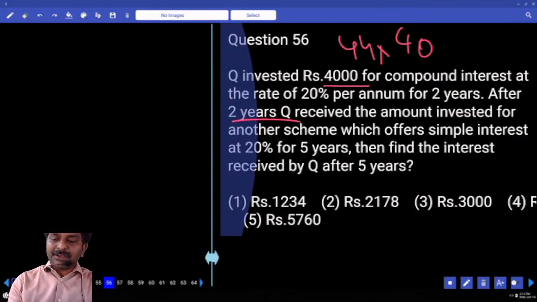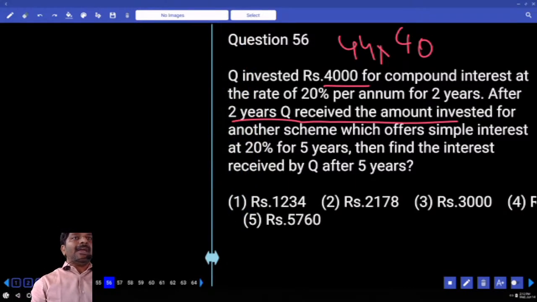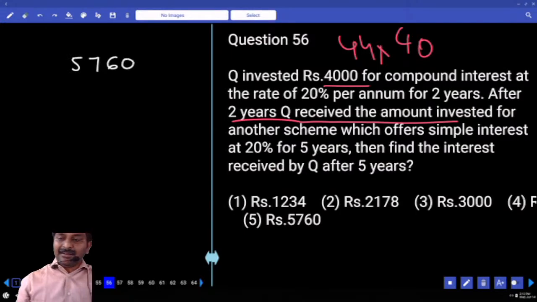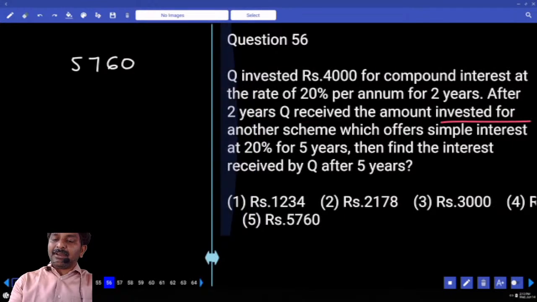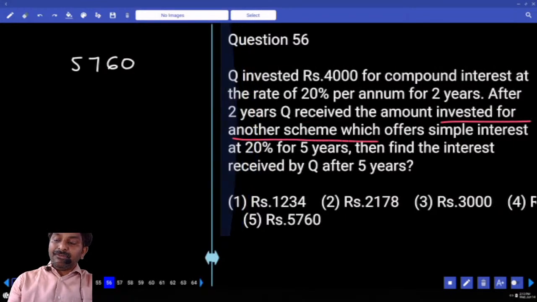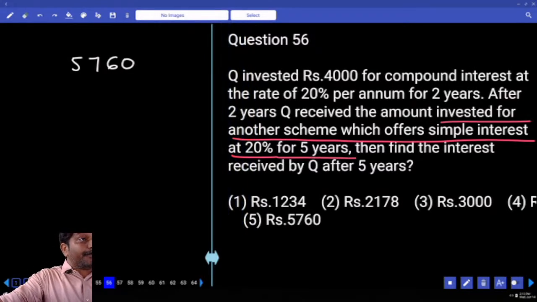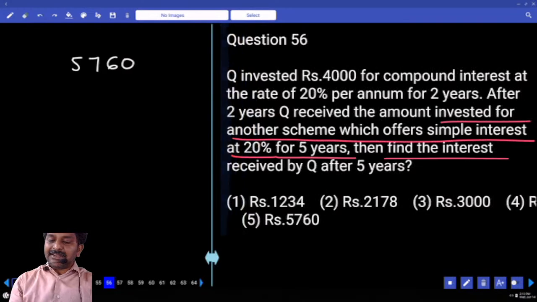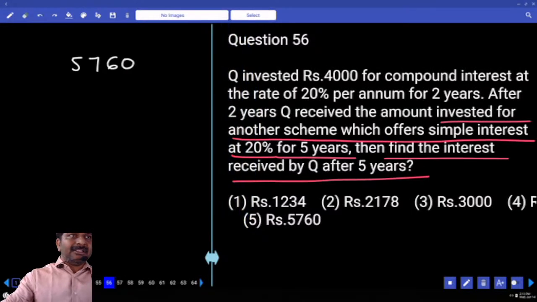Continue. After 2 years, Q received the amount, that is principal plus interest. 4,000 principal, 1760 interest, both together 5760. This much he will get from this scheme and invested in another scheme which offers simple interest at 20% per annum for 5 years. How much simple interest will we get? 100%, calculated on 5760. Find the interest received by Q after 5 years. That means simple interest case or compound interest case. How much do you get? 100% of this number, which is 5760.